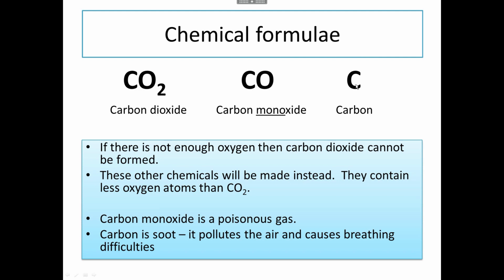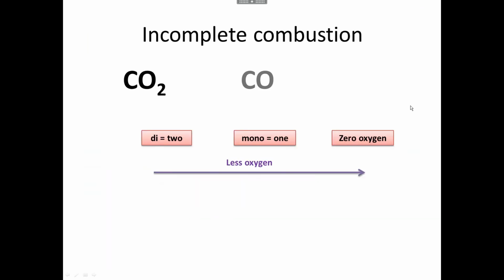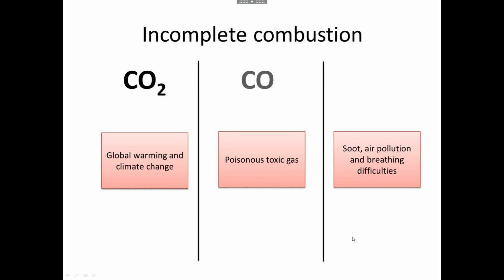Now with carbon soot, that is another problem. It pollutes the air. It causes breathing difficulties. Not a good thing. It's a bad thing if carbon soot is being produced. And just to focus on the names, dioxide means 2 oxygens for every carbon. Monoxide, mono equals 1 oxygen for every carbon. And then carbon, soot, there's no oxygen. It's just pure carbon being given off in the form of soot. So that is another potential product of incomplete combustion.